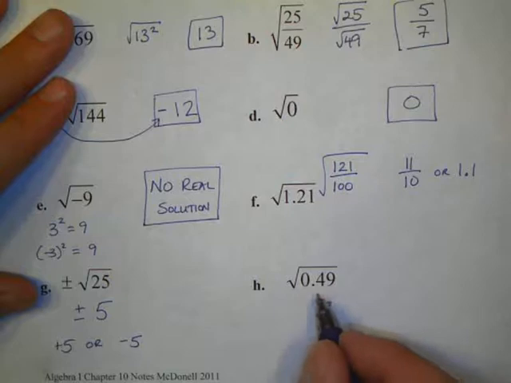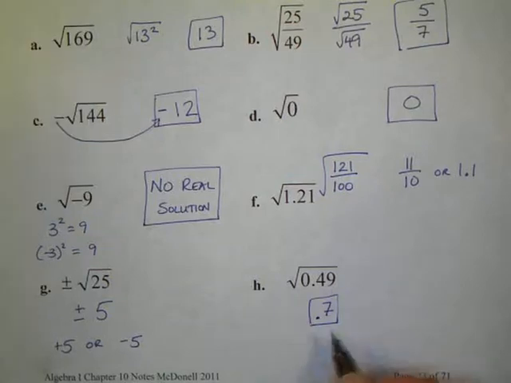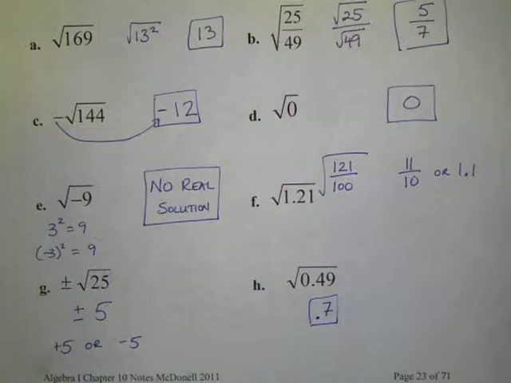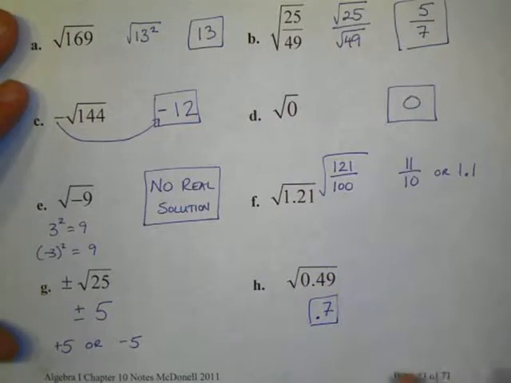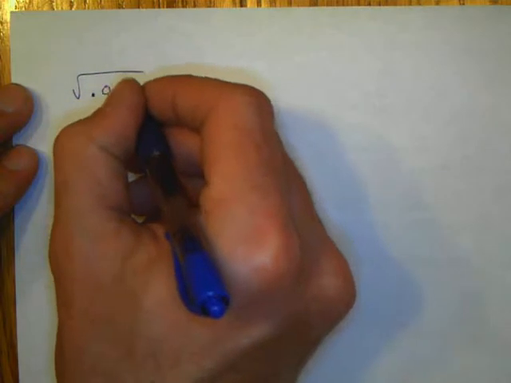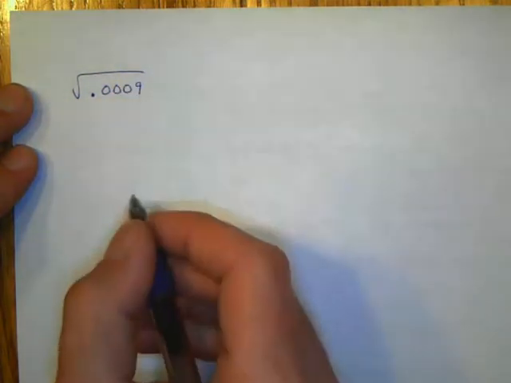Now, on H, I want to show you how to do the square root of a decimal without changing it into a fraction. First of all, we think of what's the square root of 49? Well, that's 7. And the square root of two decimals, we cut it in half, and that's 1 decimal. So very simply, the square root of 0.49 is 0.7.